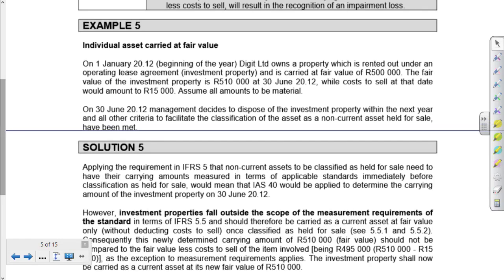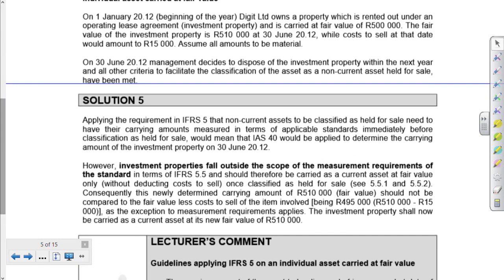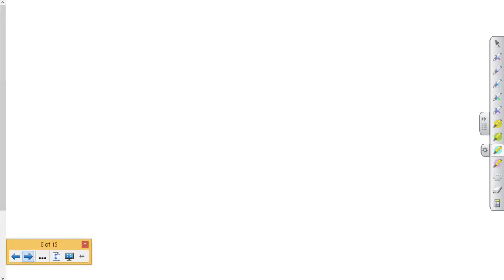It says that investment properties fall outside of the measurement requirements of IFRS 5, and so therefore they will be carried at fair value, and the fair value was 510, not at fair value less costs, which would have been 510 less 15. So not at fair value less costs, just at fair value. Why? Because investment properties fall outside of the scope of measurement requirements of IFRS 5. Okay, but it's not a difficult thing, so I don't think we need to look at it in any more detail.